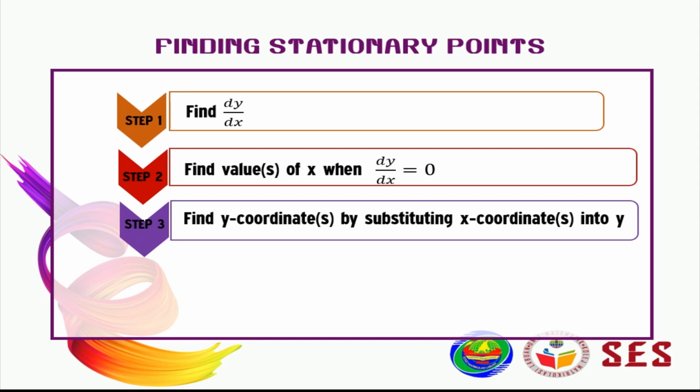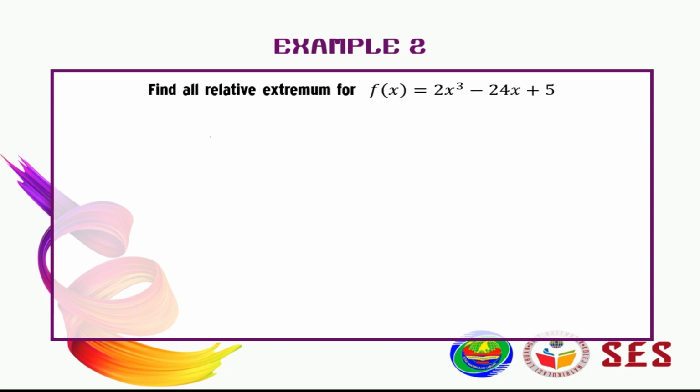Example 2: find all relative extremum for the following function. Relative extremum is basically the relative minimum and also the relative maximum, which means that you need to find all the stationary points on this function. Your first step is finding the first derivative. It's going to be 6x squared minus 24.